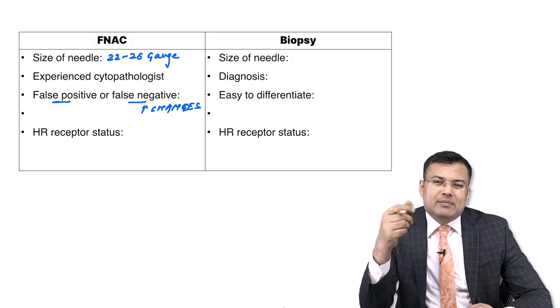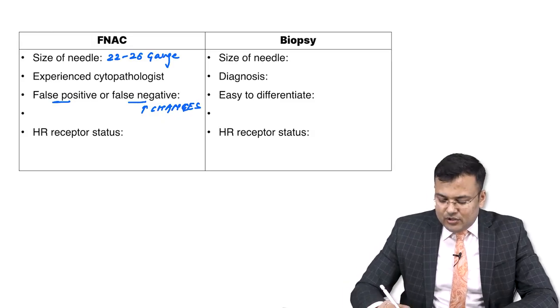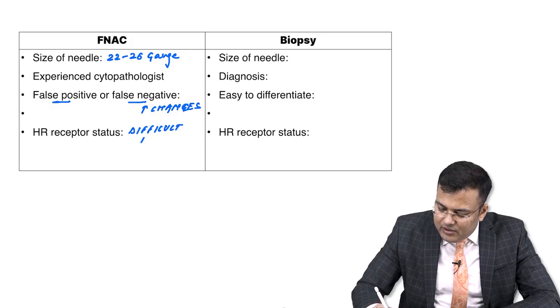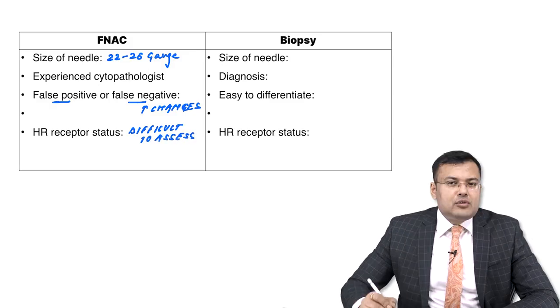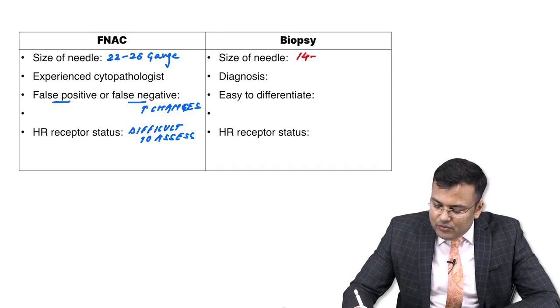Since you are just going to aspirate the cells, hormone receptor status is difficult to assess. But in biopsy, see the size of the needle, it's a bit larger. It's 14 to 16 gauge.